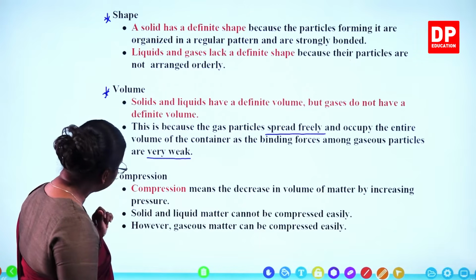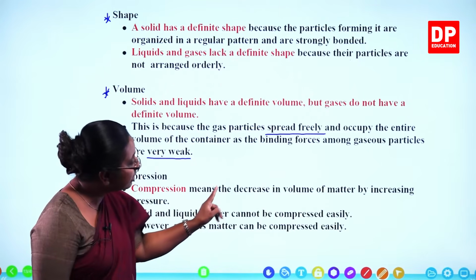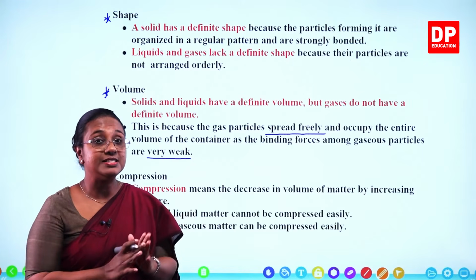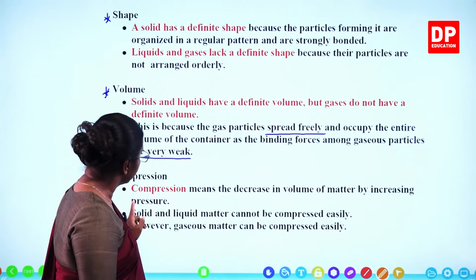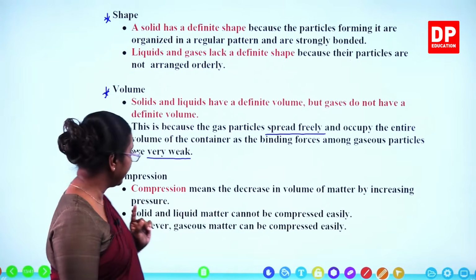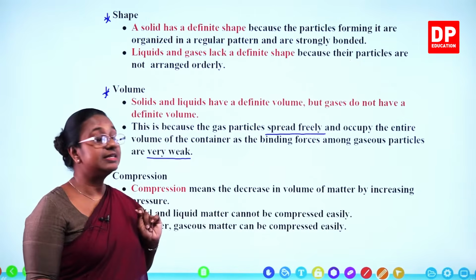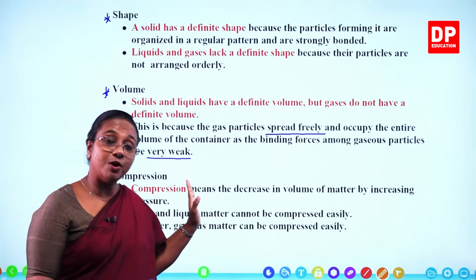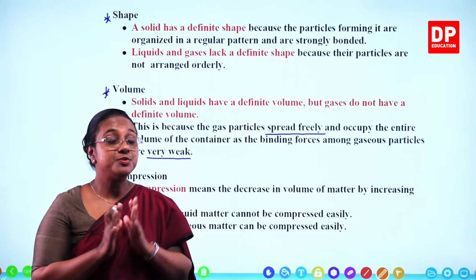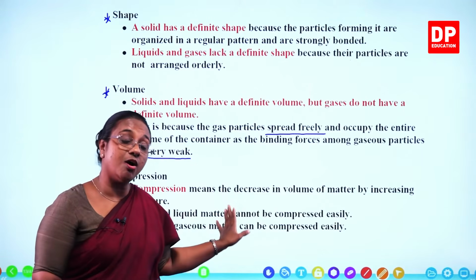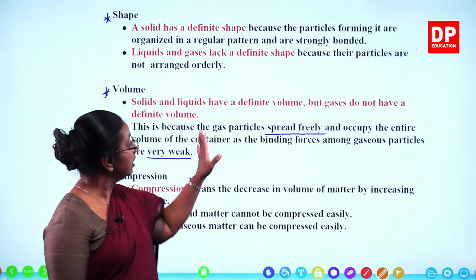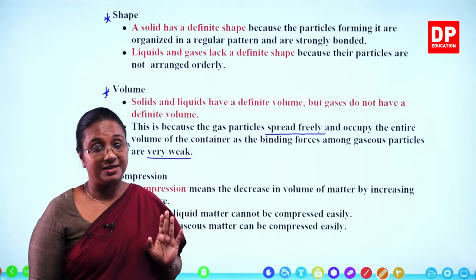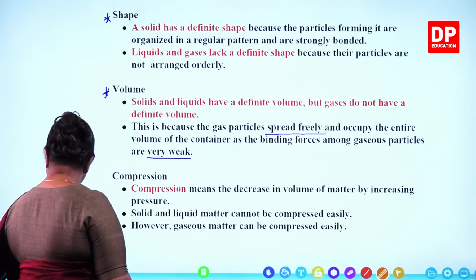Then if we look at compression, compression means the decrease in volume of matter by increasing pressure. I explained this to you all with the syringe, how you can compress gases. Solid and liquid matter cannot be compressed easily. However, gaseous matter can be compressed easily. So, this is like a summary of what we already discussed in the table. I am sure, students, now you all have a good understanding of these properties and you are able to relate them to the particulate arrangement of the three states of matter. With that, I will move on to the next slide.